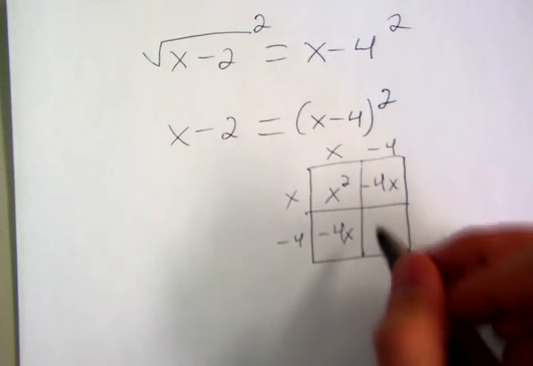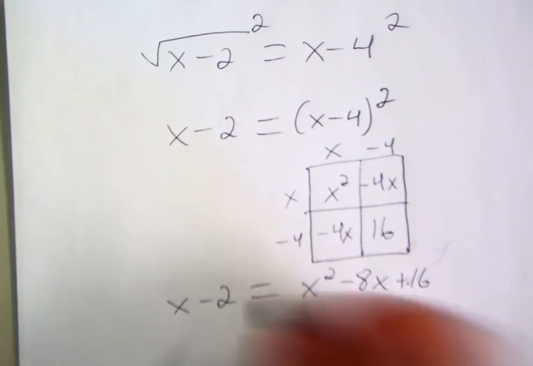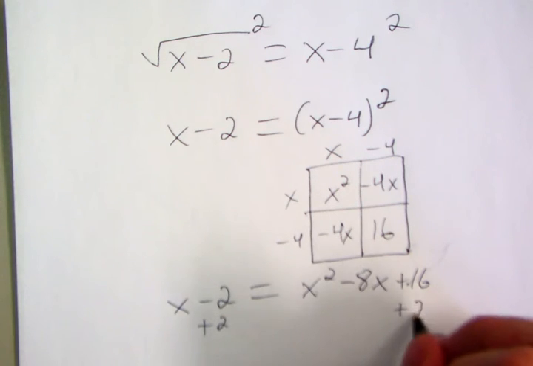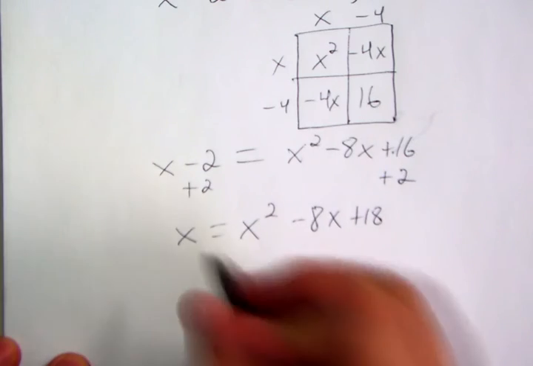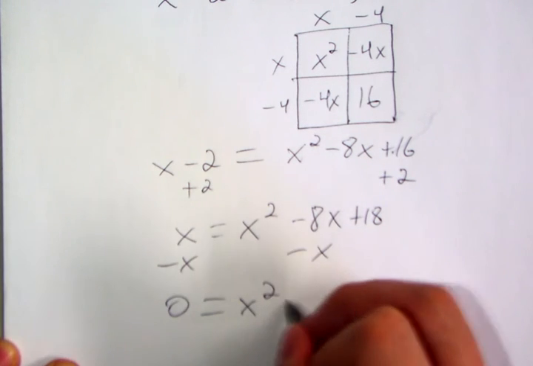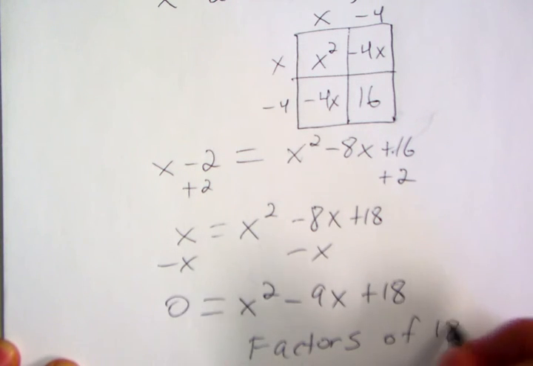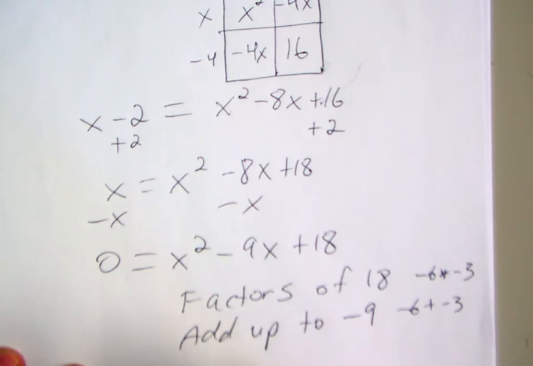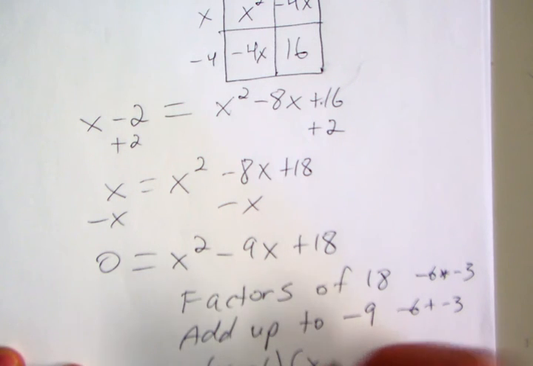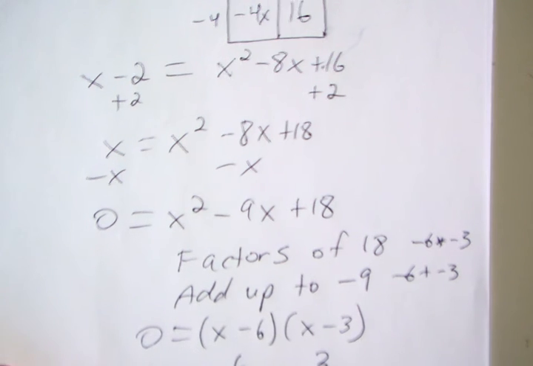We multiply rows and columns, and we get this. We simplify, and all of this is set equal to our x minus 2 from earlier. We'll add 2 to both sides. We get x is equal to x squared minus 8x plus 18. And from here we can subtract x from both sides, and we get 0 is equal to x squared minus 9x plus 18. So if we factor this, we're looking for factors of 18 that add up to negative 9. Turns out those two numbers are negative 6 times negative 3, and negative 6 plus negative 3. So we can write this out as x minus 6 and x minus 3. There are two solutions that will make this equal to 0, a positive 6 and a positive 3.